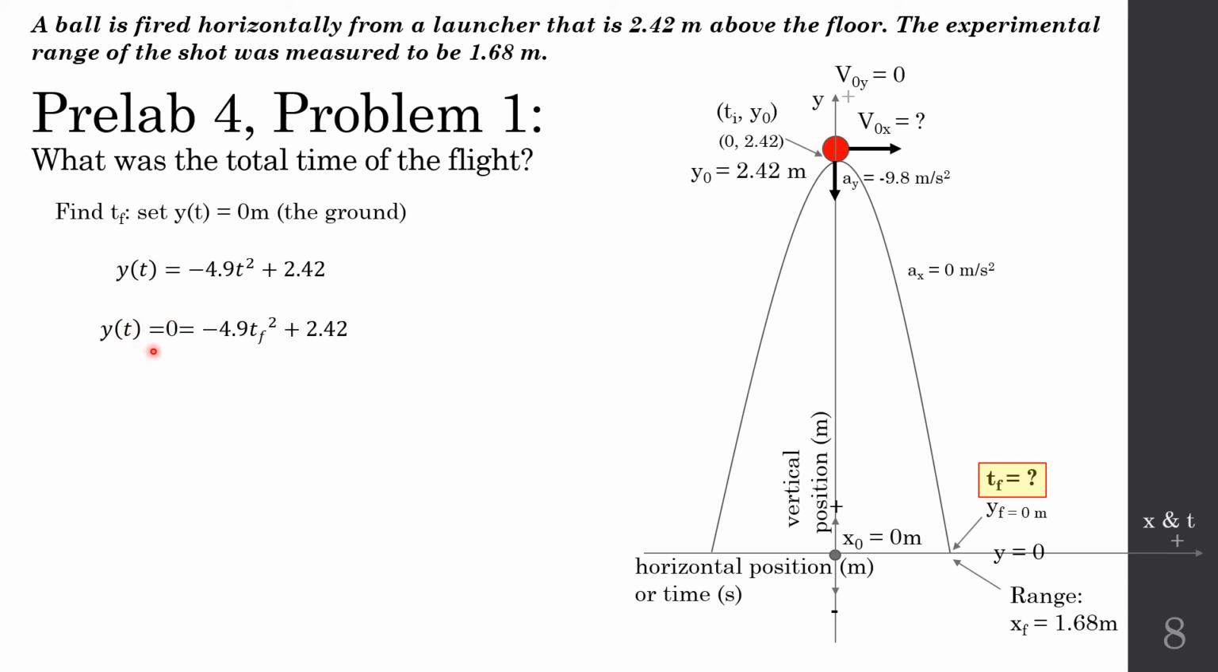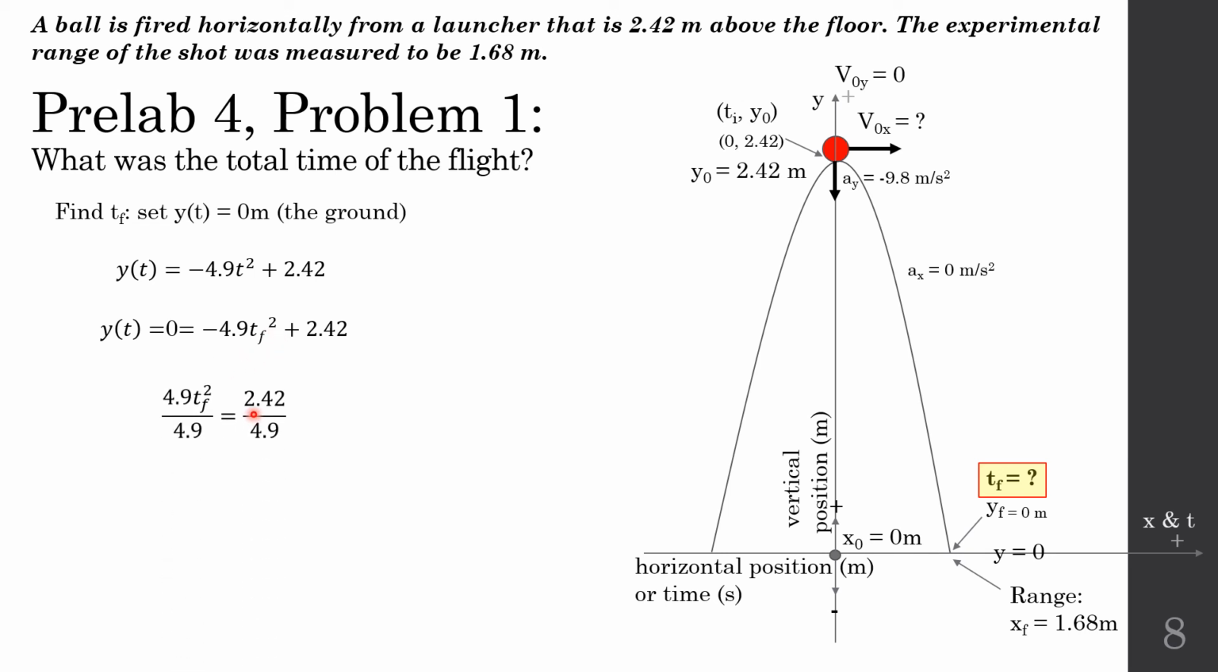Why are we setting y equal to 0? Well, because we want to know t final, right? And that's when the object is on the ground. It travels some distance until it hits the ground, which is y equal to 0, as you can see here. So that's why we're setting the position equal to 0, and then we're solving for t. That way we can figure out what the time is when the object is on the ground. Okay?